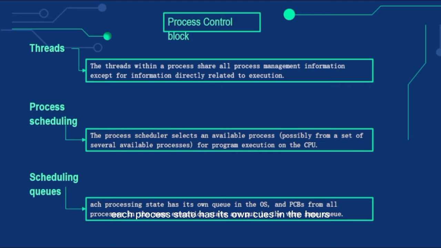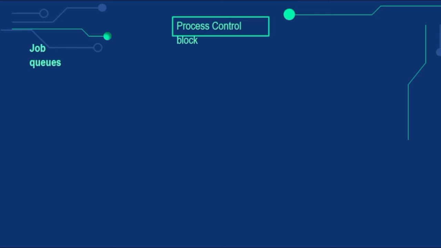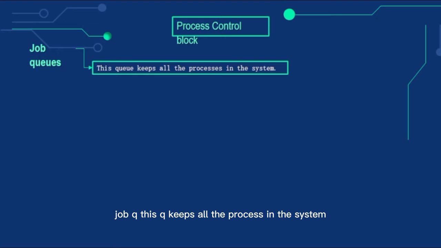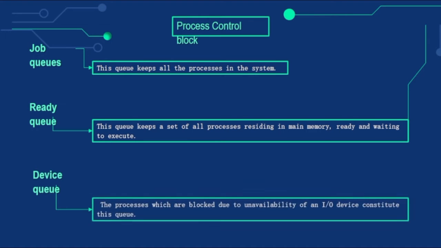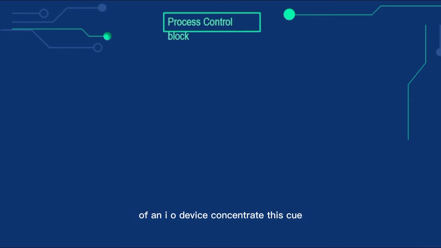Scheduling queues. Each process state has its own queue in the OS, and PCBs from all processes in the same execution state are put in the very same queue. Job queue: this queue keeps all the processes in the system. Ready queue: this queue keeps a set of all processes residing in main memory, ready and waiting to execute. Device queue: the processes which are blocked due to unavailability of an I/O device constitute this queue.